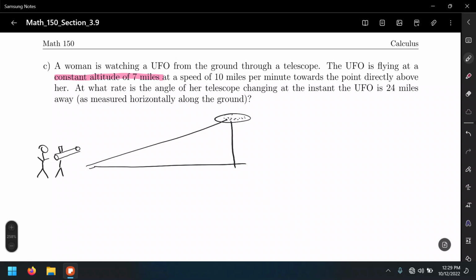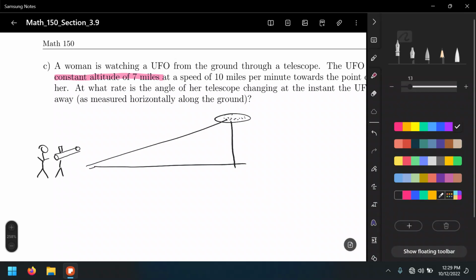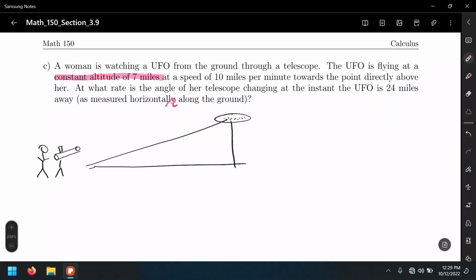Now what's going on? In this case, the object is flying in the direction in which she is looking at the ship. Alright, the alien ship here. If the ship is coming directly towards her, she will have to raise the telescope so she can keep seeing the ship clearly in the middle of the scope. That's going to cause a couple of things. Number one, that the angle changes, right? Changes.